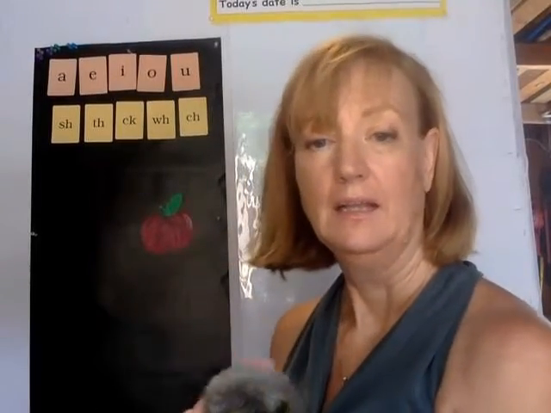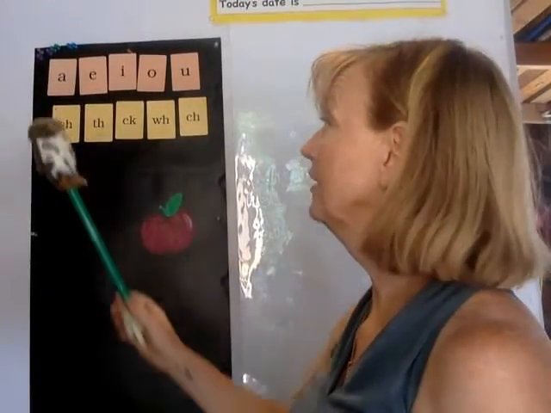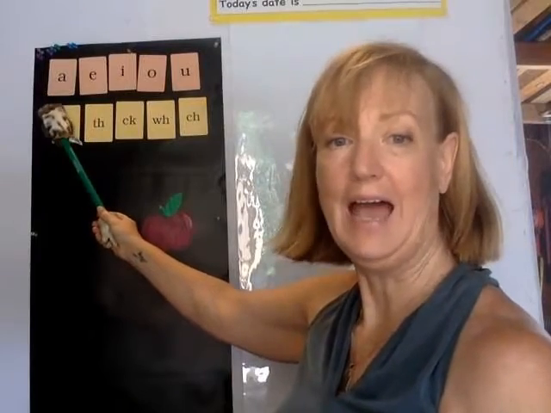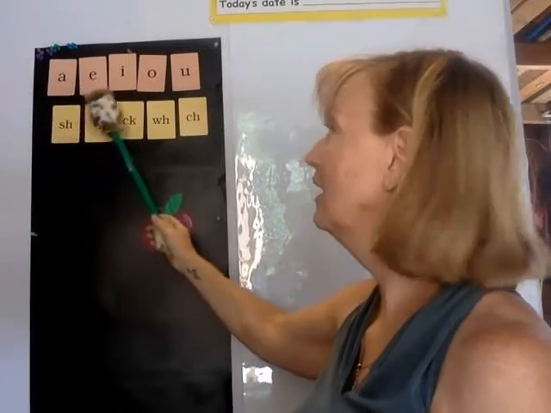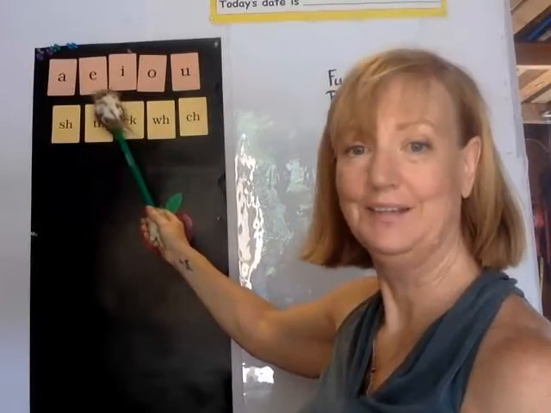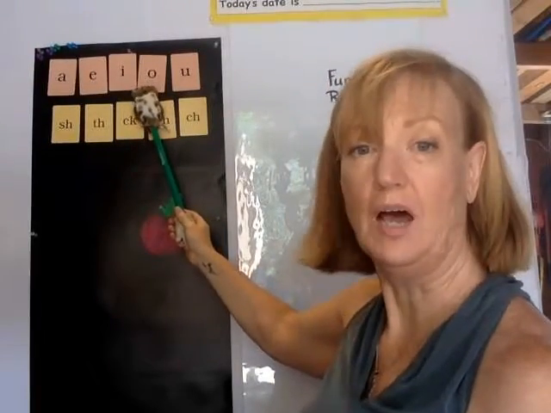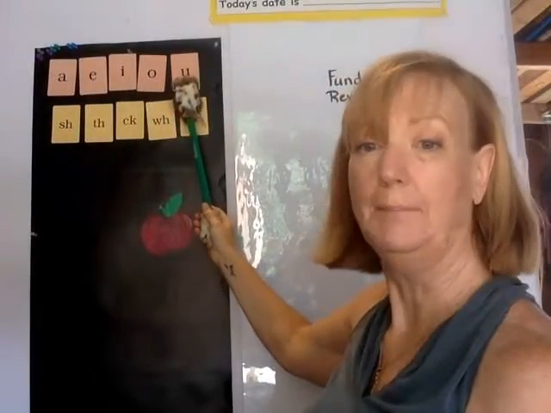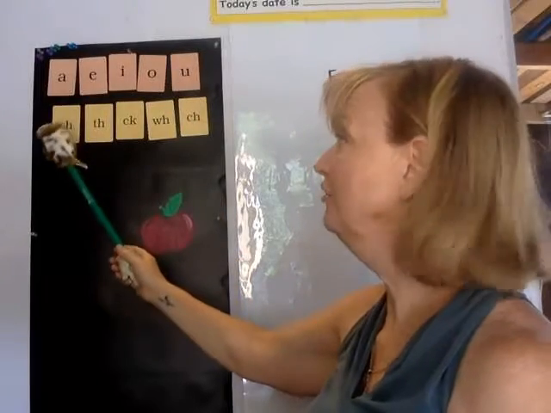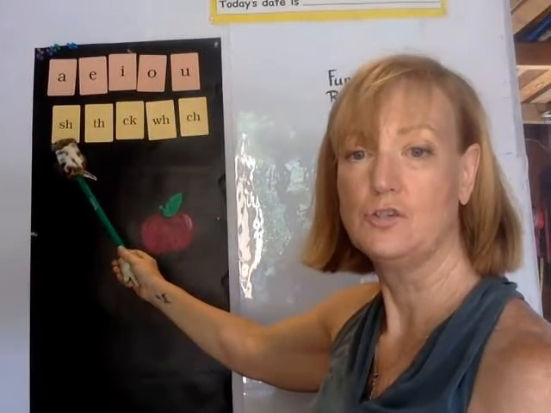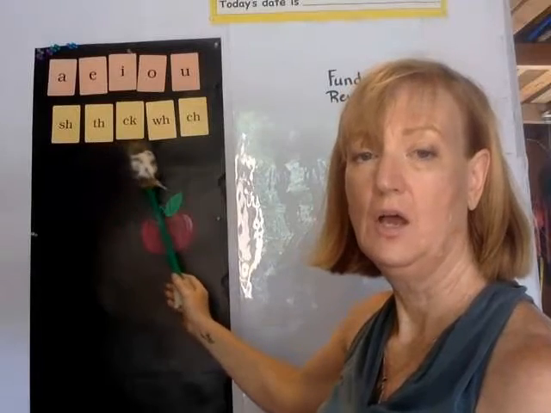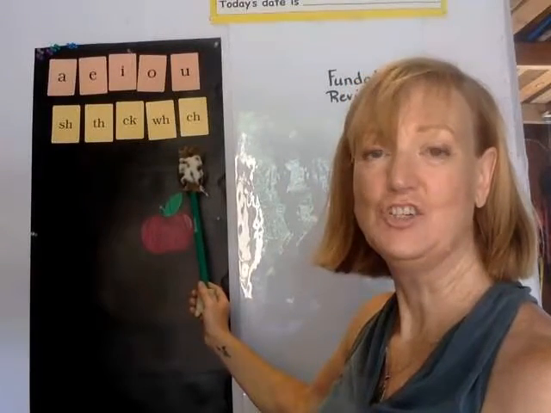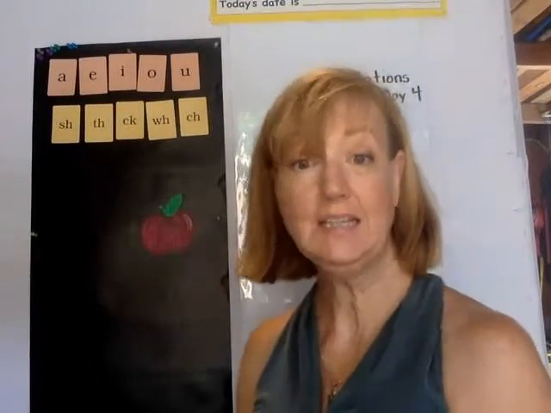Just say them with us. A apple a, E ed e, I itch I, O octopus ah, and U up. And let's just make the sounds for the digraphs. Sh, k, wa, and ch.